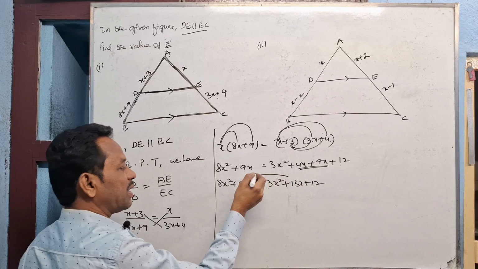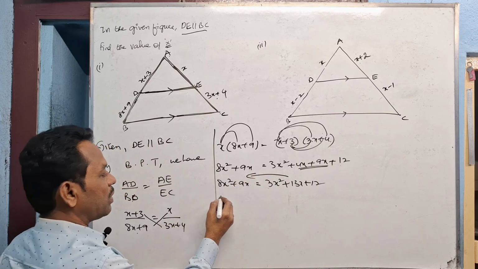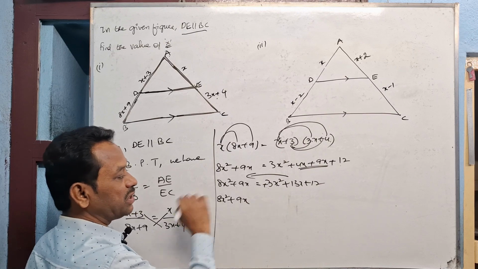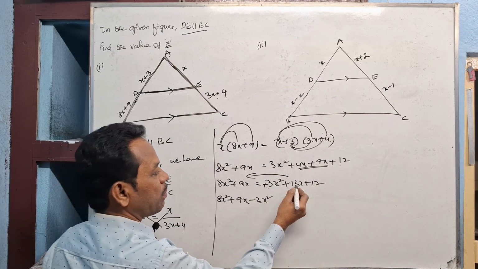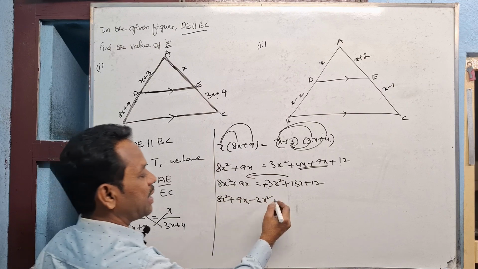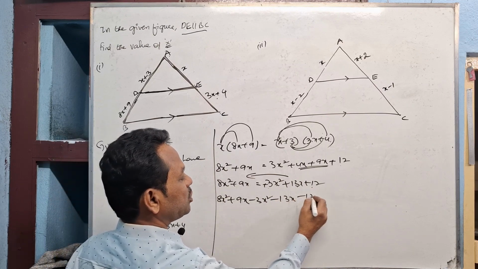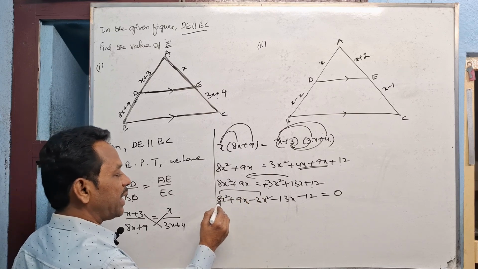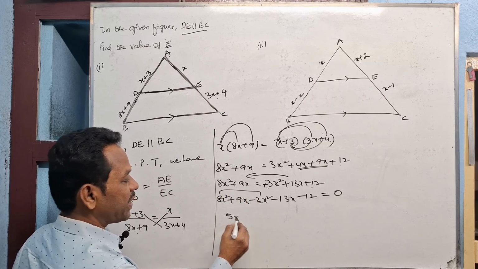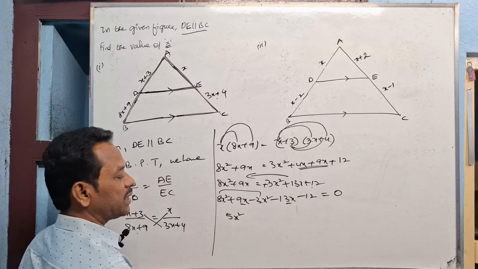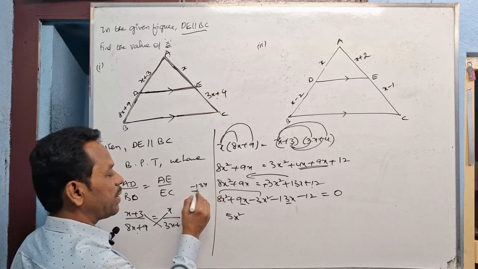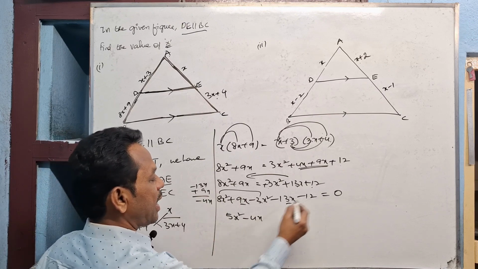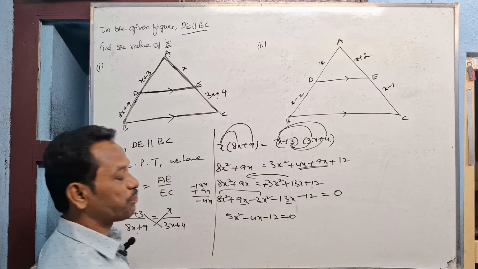Now let me bring all the terms this side. So 8x square plus 9x as it is. Now when it's shifted this side, I'll get minus 3x square. Now plus 13x is shifted this side, I'll get minus 13x and minus 12 equal to 0. Now these two are like terms. So 8x square minus 3x square is 5x square. Again these two are like terms. So minus 13x plus 9x is minus 4x. So you get 5x square minus 4x minus 12 equal to 0.